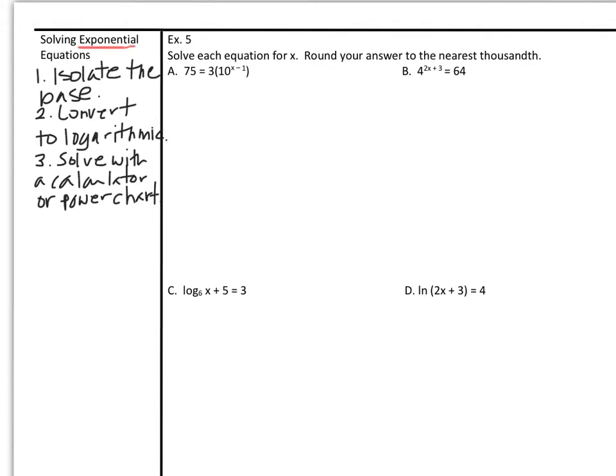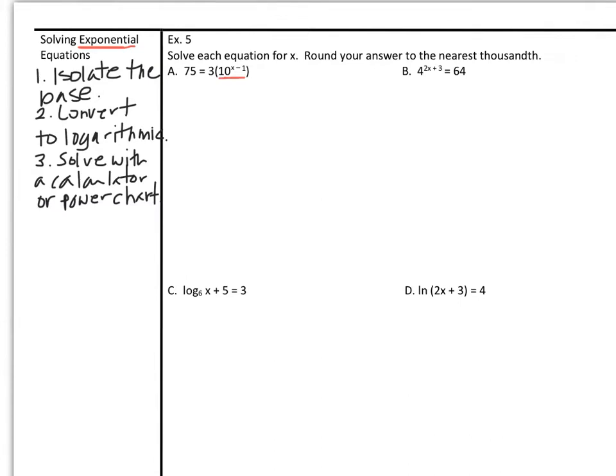If you start with an exponential equation, that means you're going to have a base with an exponent. The first thing you want to do is isolate that base. If anything's being added, subtracted, multiplied, or divided to it, move it to the other side. Then we'll convert to a logarithmic form, so we'll do some looping. Finally, we'll need a calculator or our power chart to solve the resulting equation.